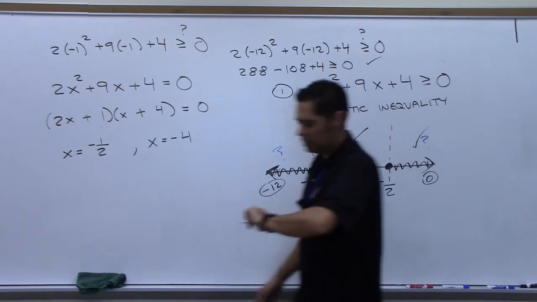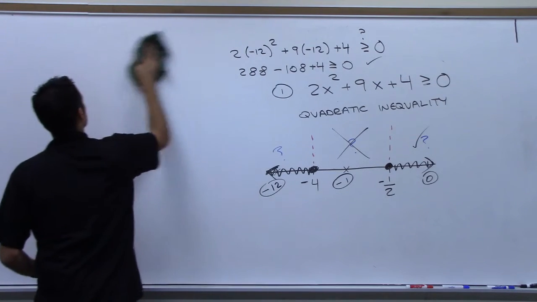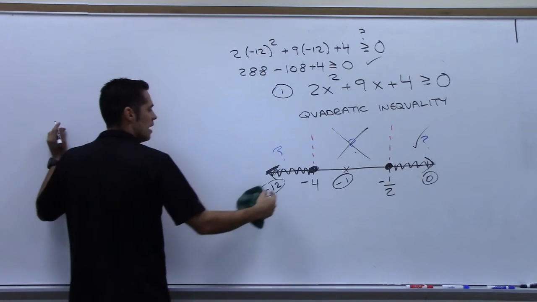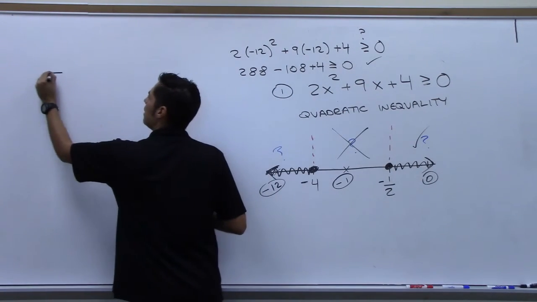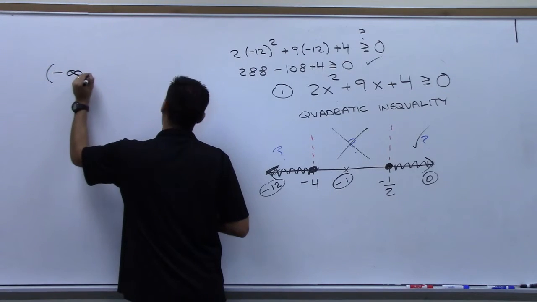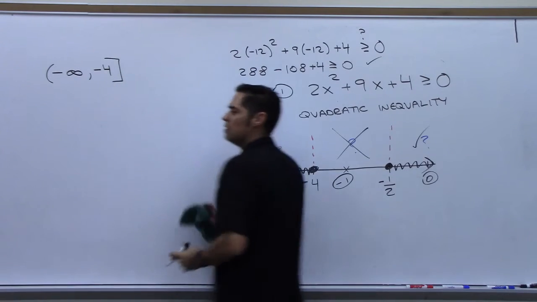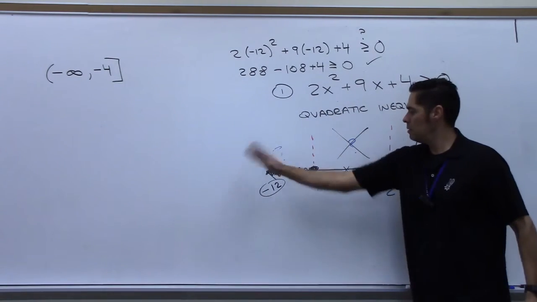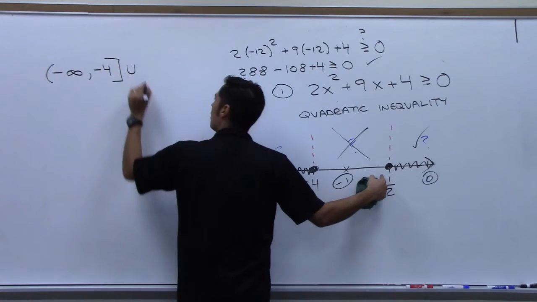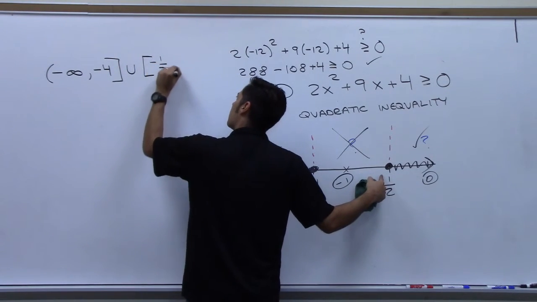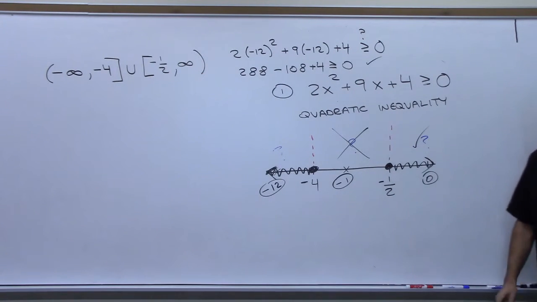And so your answer is, in interval notation, how do we say negative infinity? -4 brackets. So that gives you everything that way, right? Yes. And then union, -1/2. And then there. That's everything. That's it. That's it right there.